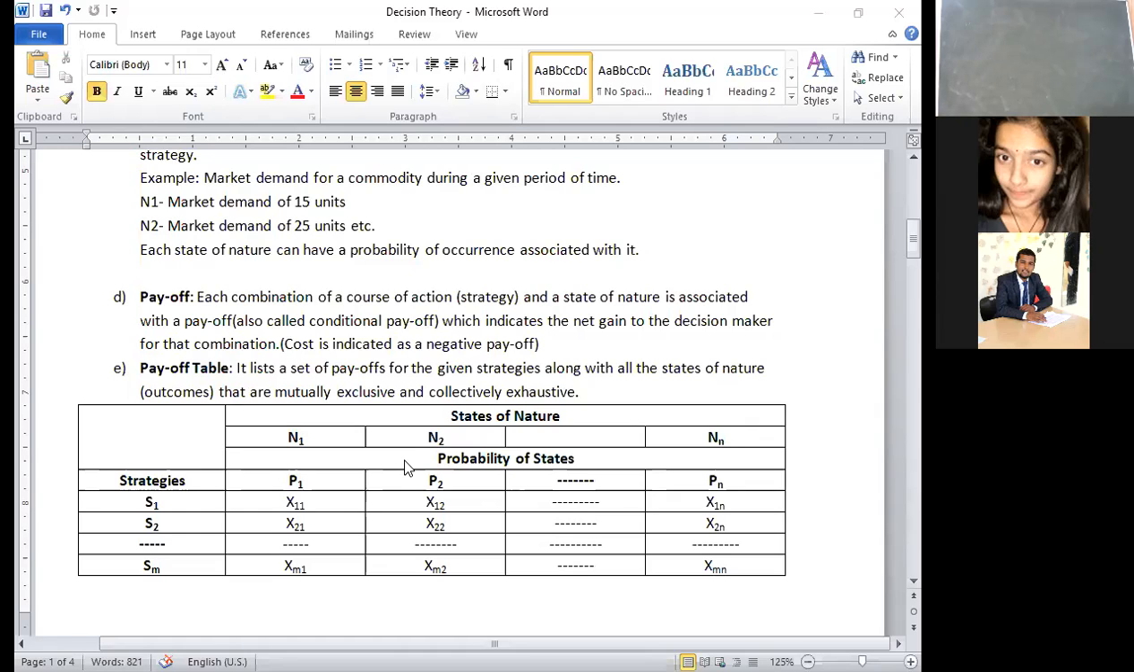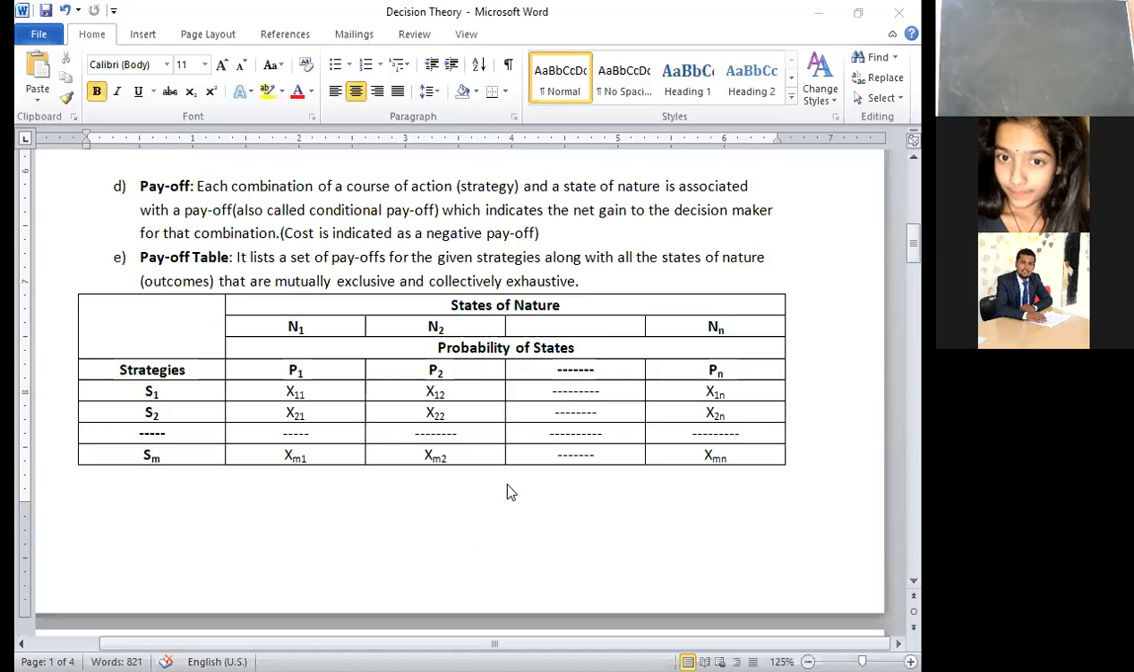Here you have to remember strategies are always represented row wise and states of nature are always represented column wise. If it is vice versa in the final examination, then you have to take the transpose of the corresponding matrix: rows into columns, columns into rows. Later we will see that.